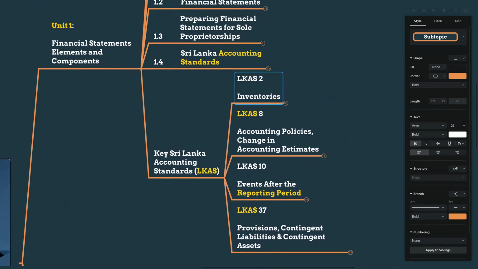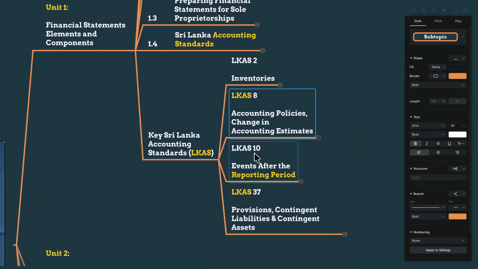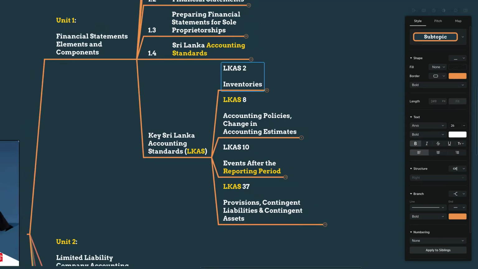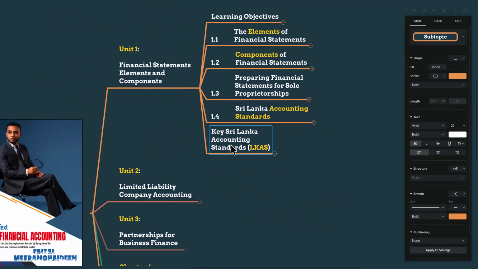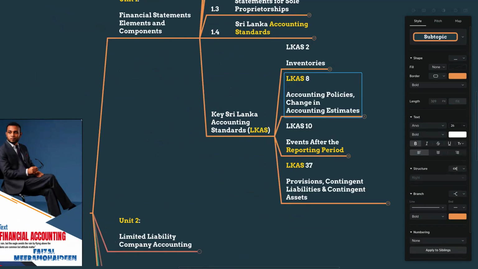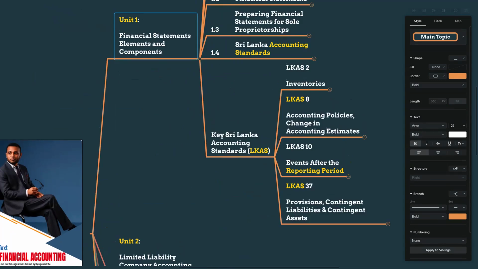And in your syllabus, you must know about LKAS 2, LKAS 8, LKAS 10, and LKAS 37, right? These four standards I will teach you in the next sessions, right? I don't want to overwhelm you with a lot of information. Now you know the basics, right? In the next sessions I will cover these LKAS 2, LKAS 8, LKAS 10, and LKAS 37.